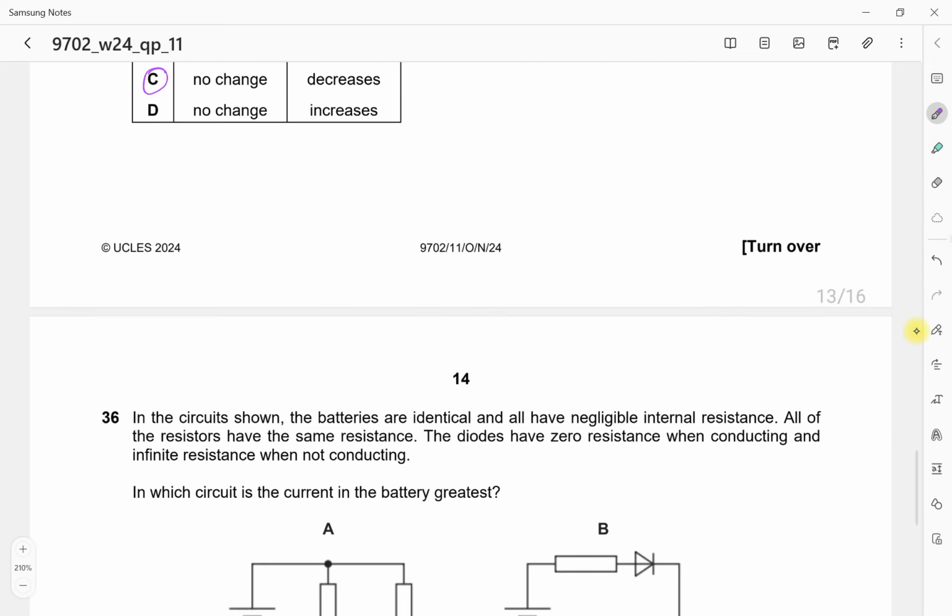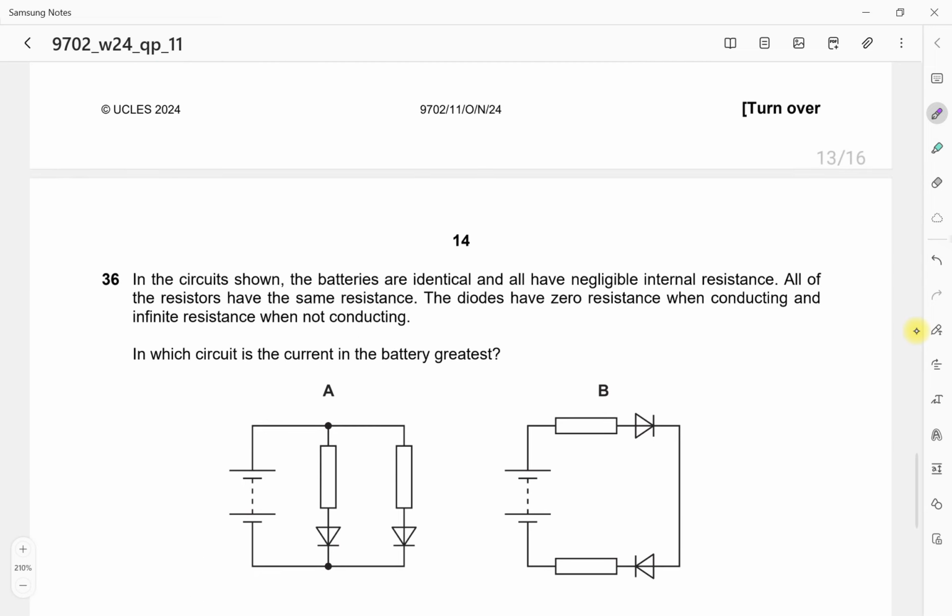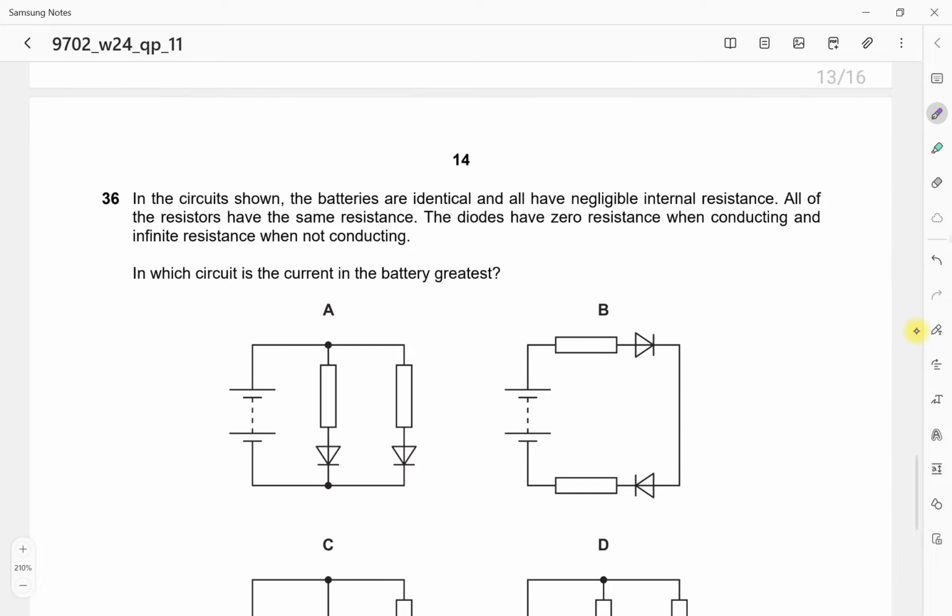Okay. In the circuit shown, the batteries are identical and all have negligible internal resistance. All of the resistors have the same resistance. The diodes have zero resistance when conducting and infinite resistance when not conducting. In which circuit is the current in the battery greatest?